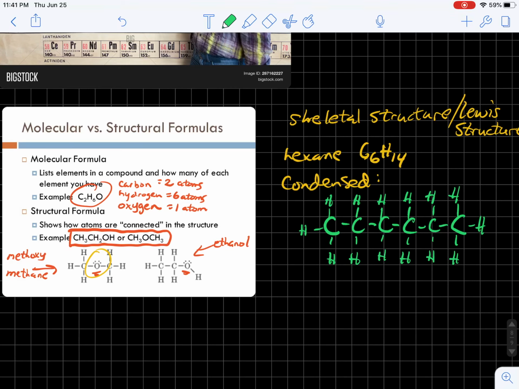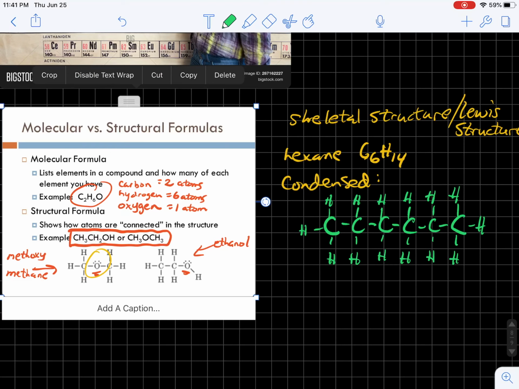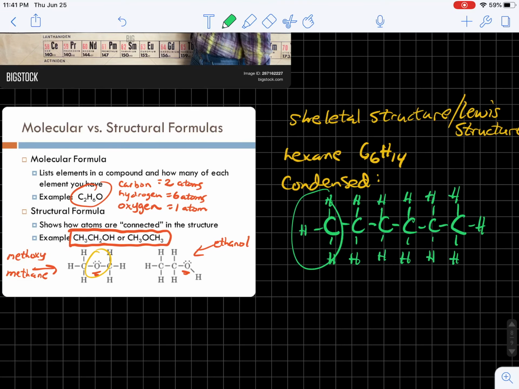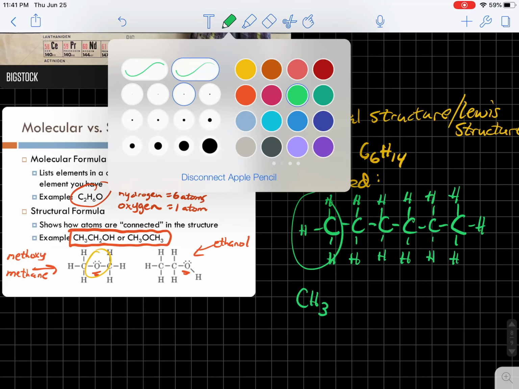So in a condensed structure, because in organic chemistry carbon is so important, we're just going to focus on what's on each carbon. So we're going to say that this is CH3, a carbon connected to 3 hydrogens.